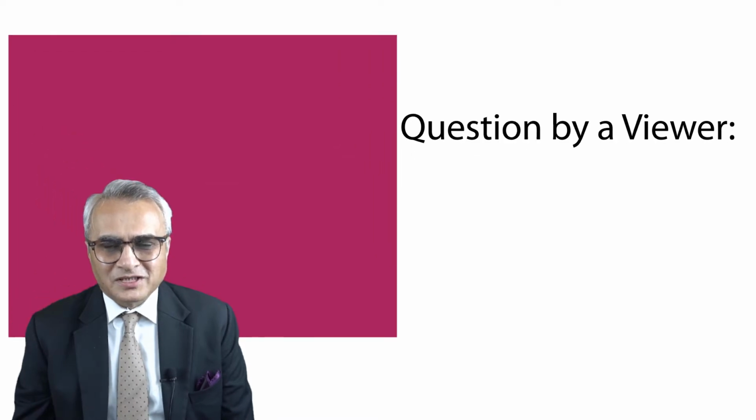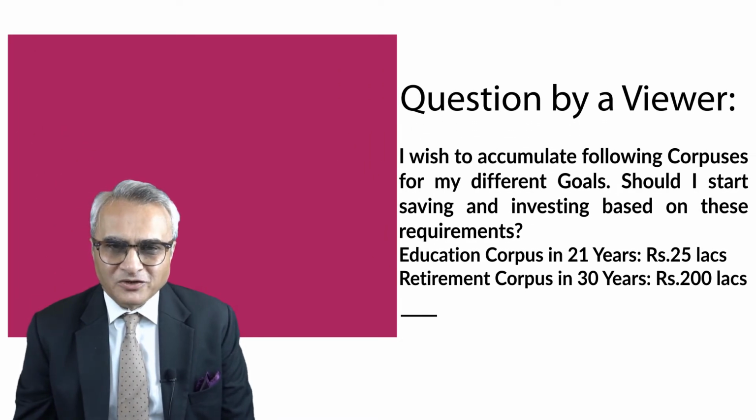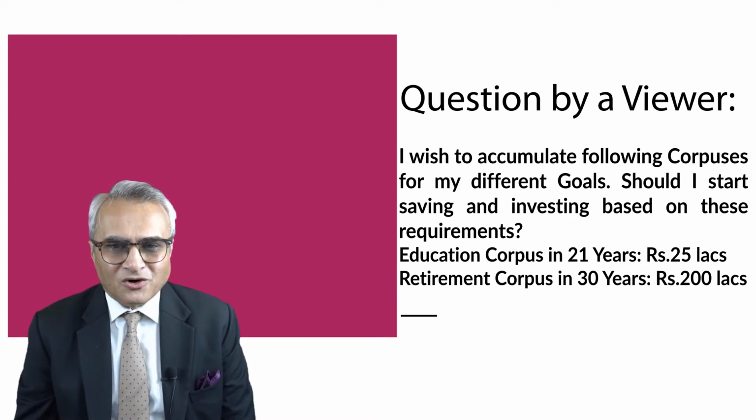Extremely interesting question by a viewer. I wish to accumulate the following corpuses for my different goals. Should I start saving and investing based on these requirements? Education corpus in 21 years, 25 lakhs; retirement corpus in 30 years, 200 lakhs. Most investors start saving and investing to accumulate 25 lakhs over the next 21 years or 200 lakhs over the next 30 years without taking into account the impact of inflation.